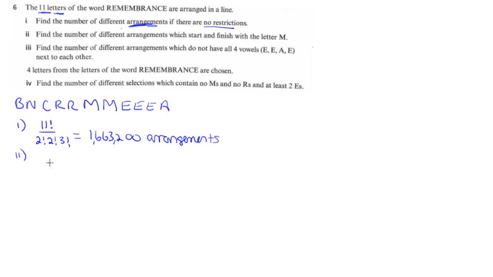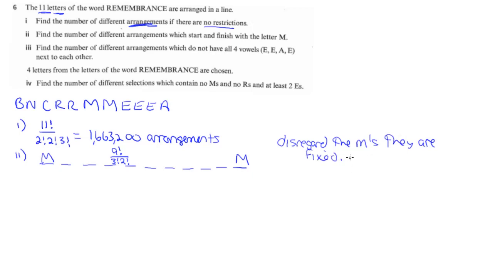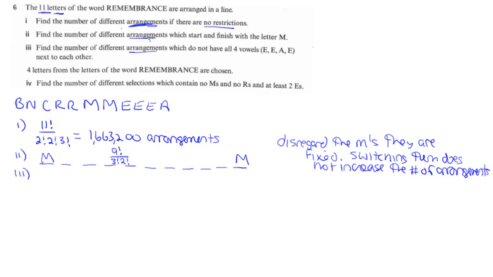Now, for part 2, it says find the number of arrangements which start and finish with the letter M. Well, there are only 2 M's, and so we can take them off the board. And all we've got to do now is figure out the number of arrangements for the letters in the middle. They aren't going to include the M's, but they still have R's. So we're going to divide by 3 factorial and 2 factorial. We had 11, but now we only have 9 because the M's are there. Switching the M's does not increase the number of arrangements, so we don't have to worry about doing that. And so that's going to be our answer for part 2. It's going to be 9 factorial over 3 factorial times 2 factorial.